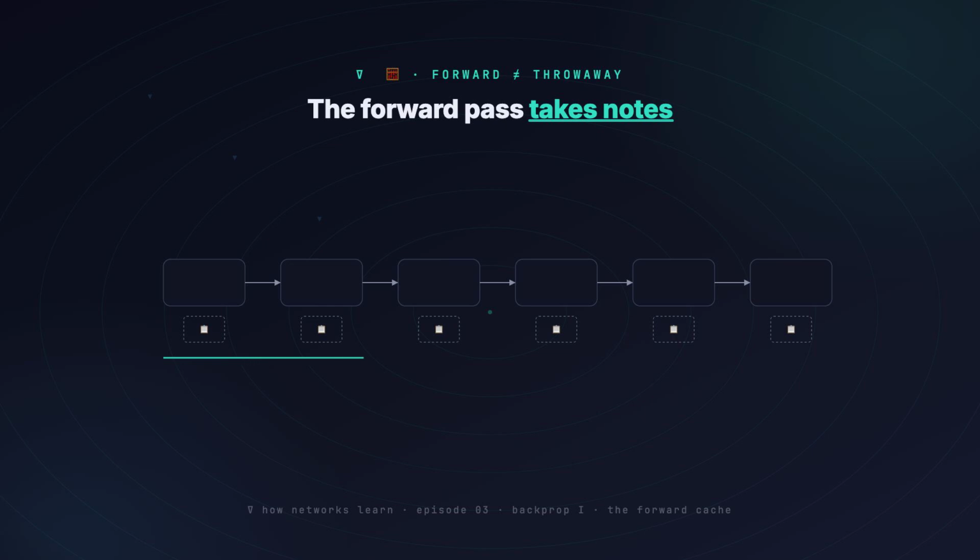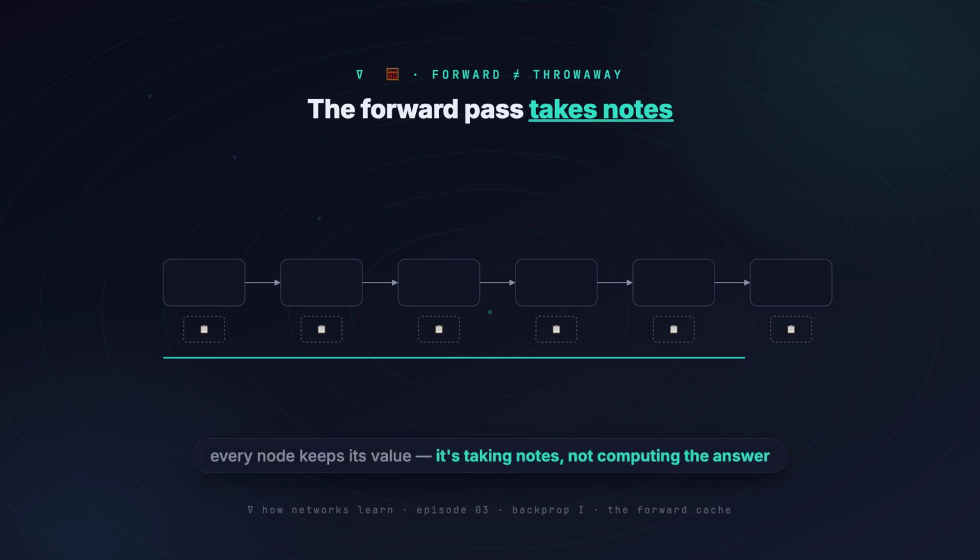The value Z1, 0.80, the activation A1, 0.80, the pre-output Z2, 0.57. These aren't scratch values you discard. They get stored deliberately because the backward pass is going to ask for every single one of them. The forward pass isn't computing the answer, it's taking notes.